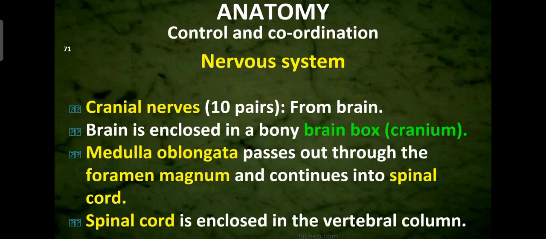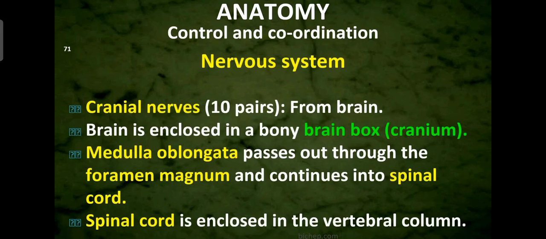Then whatever the brain is there, it is enclosed in a bony structure. That bony structure is called the brain box, or it is also called the cranium. So the brain is enclosed in a brain box, that is the cranium. Then the brain is continued into the medulla oblongata. The medulla oblongata passes out through the foramen magnum and continues into the spinal cord.